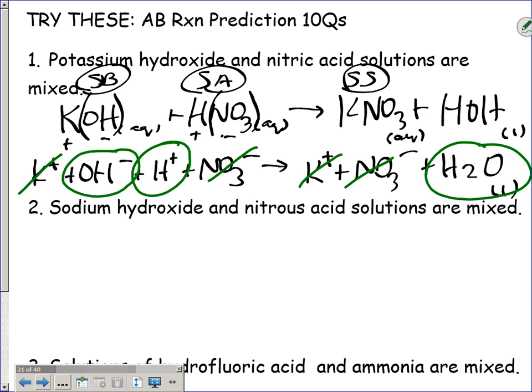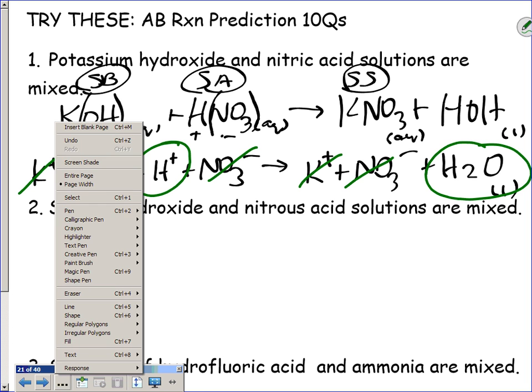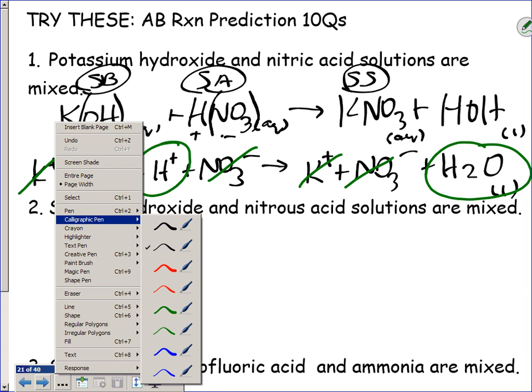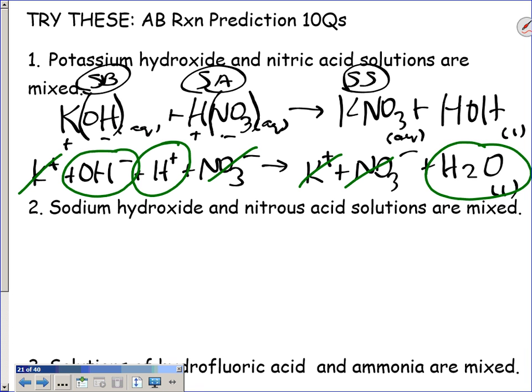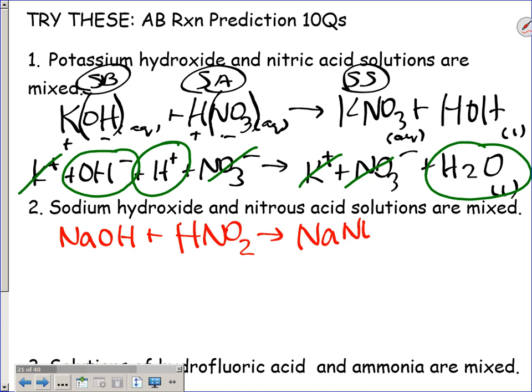So go with me here. Savannah, first, sodium hydroxide, NaOH. Arushi, nitrous acid. Chloe, one of the products, NaNO2. AJ, other product. Thanks, Levi. Okay. Now, identify.